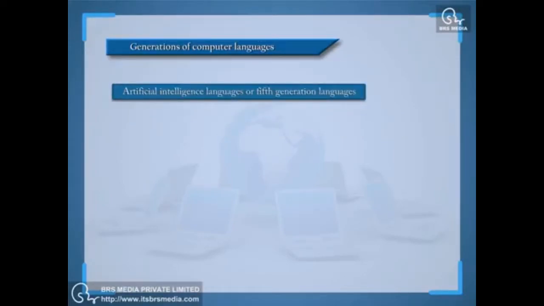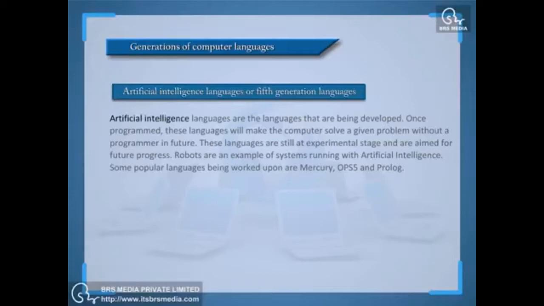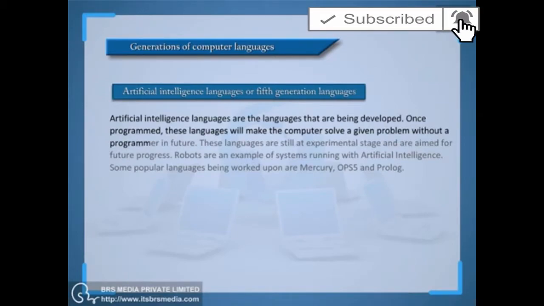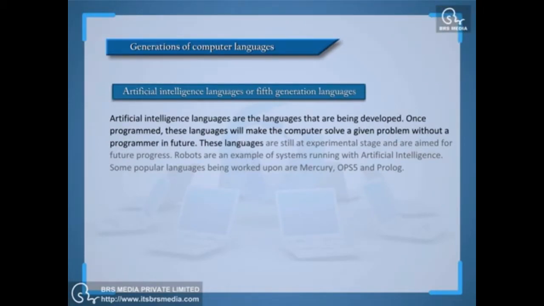Artificial Intelligence Languages or fifth-generation languages. Artificial intelligence languages are the languages that are being developed. Once programmed, these languages will make the computer solve a given problem without a programmer in future. These languages are still at experimental stage and are aimed for future progress. Robots are an example of systems running with artificial intelligence. Some popular languages being worked upon are Mercury, OPS5 and Prolog.